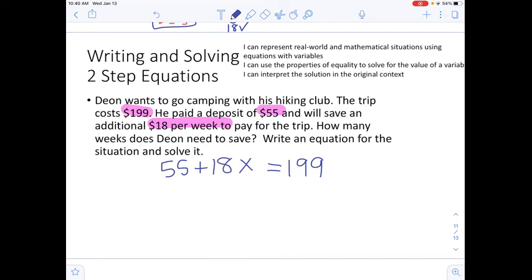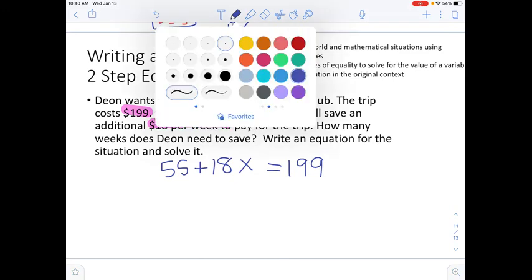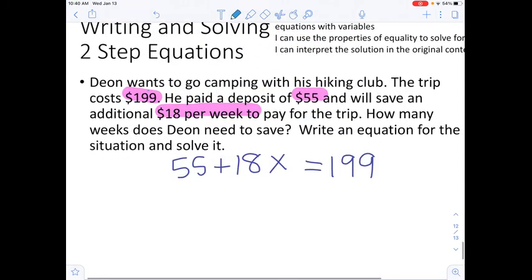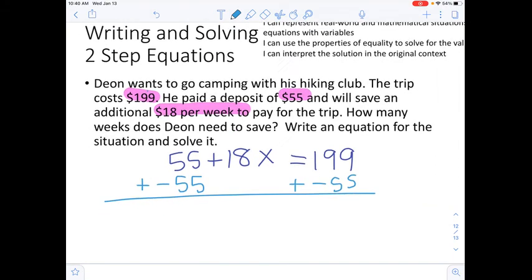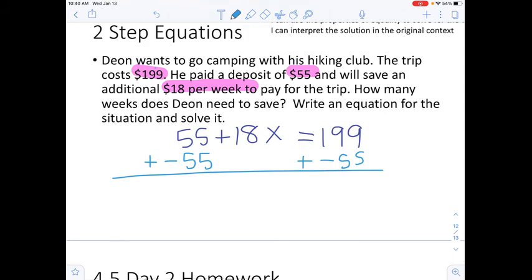So what I'm going to do is look to see, can I add up? Nope. Distribute, combine like terms on either side? Nope. But I can get rid of the constant. My constant is a positive 55. The opposite of positive 55 is negative 55. So I'm going to add negative 55 to both sides. And remember, we do that to help us get into the habit when we're working with negatives. Positive 55 and negative 55 cancel. So I'm left with 18x equals, and then 199 minus 55 is 144.